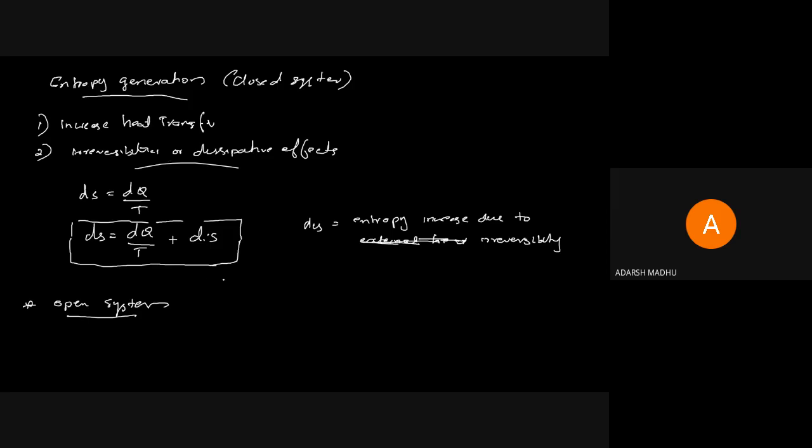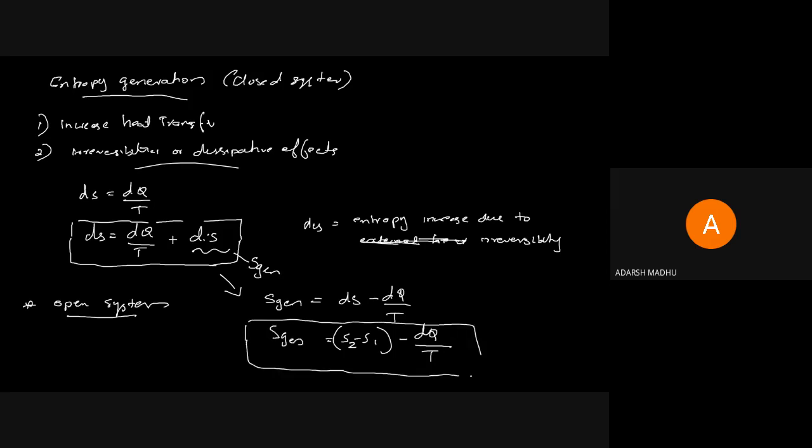And we can also write this equation as entropy generation, that particular d_iS. So we can write entropy generation as S generation equals dS minus dQ by T, or S2 minus S1 minus dQ by T is the S generation. What is the equation for entropy generation? Entropy generation equals change in entropy minus entropy transfer.